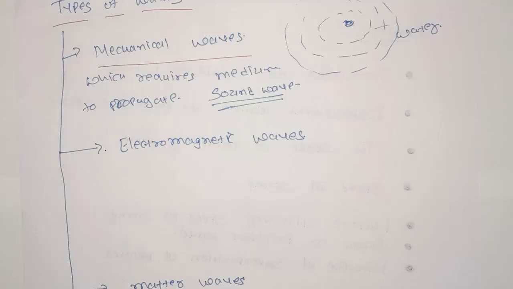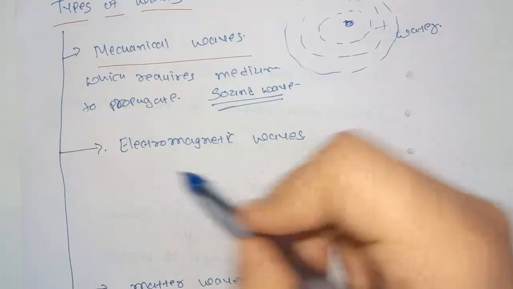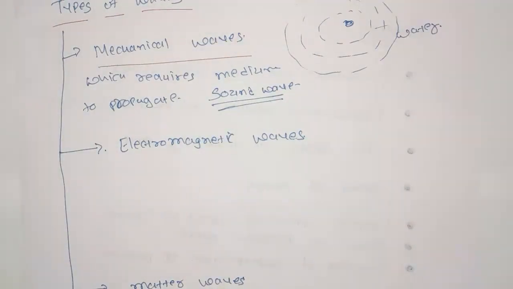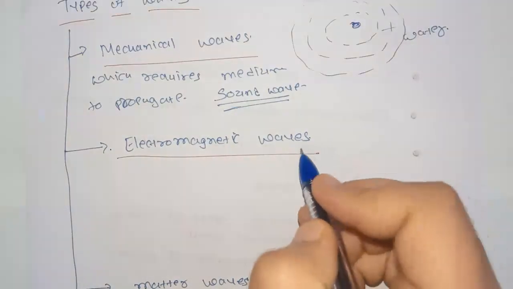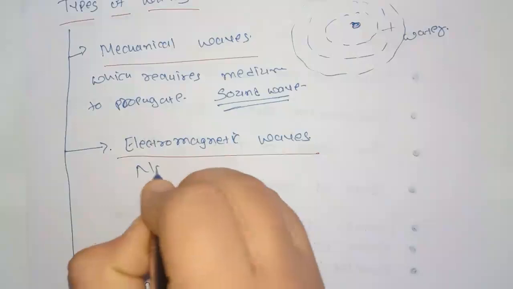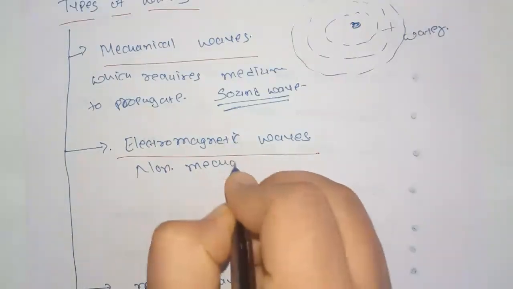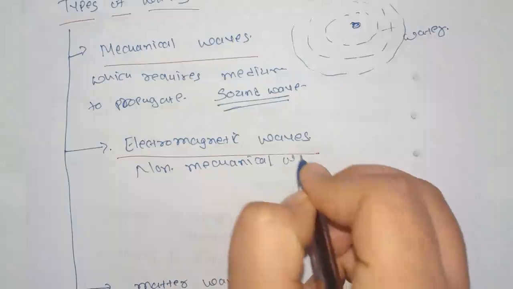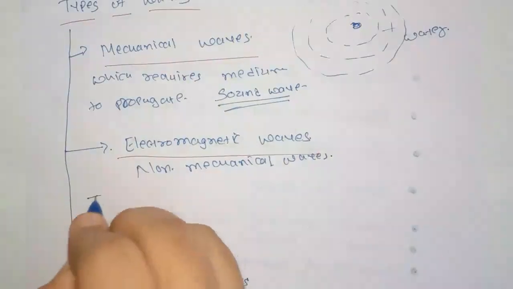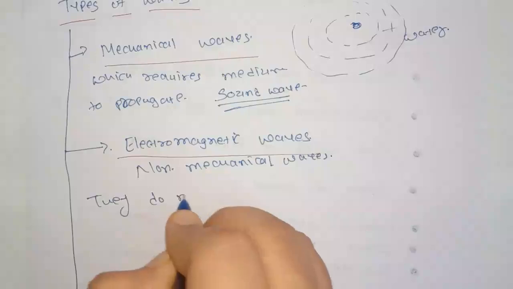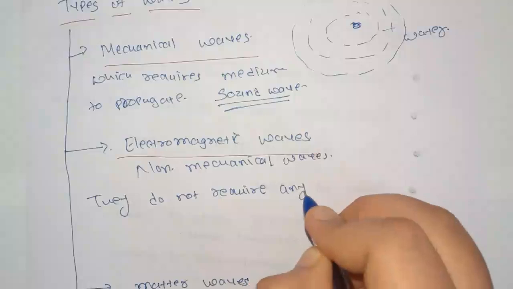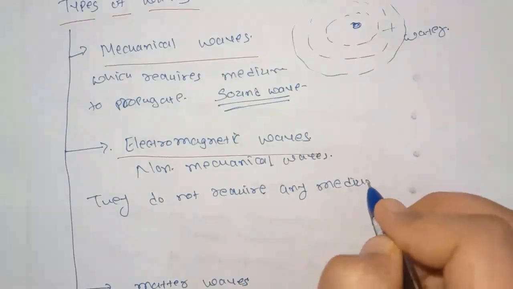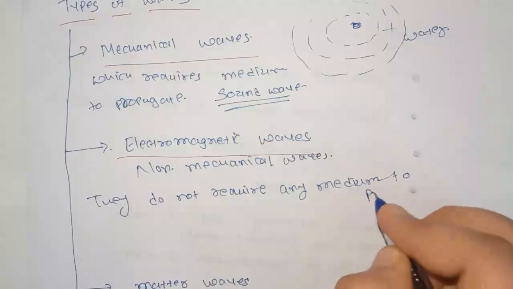The non-mechanical waves are the waves which do not require any medium to propagate. They are electromagnetic waves. So, they are also called the non-mechanical waves, and they do not require any medium to propagate.